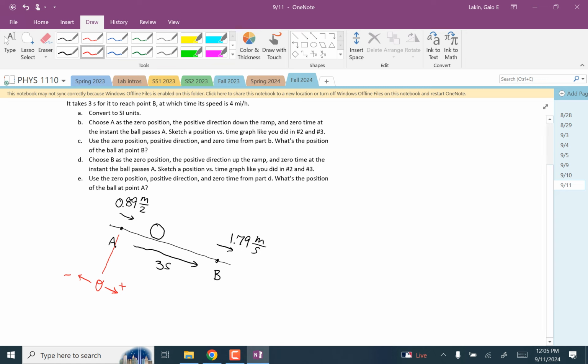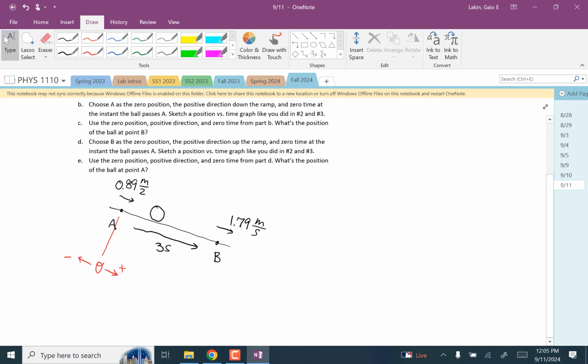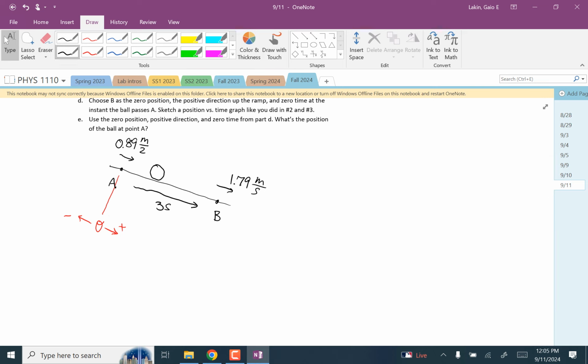For B, we're just going to draw a position versus time graph of what's going on. And then for C, we're going to calculate what the position is at that point B.